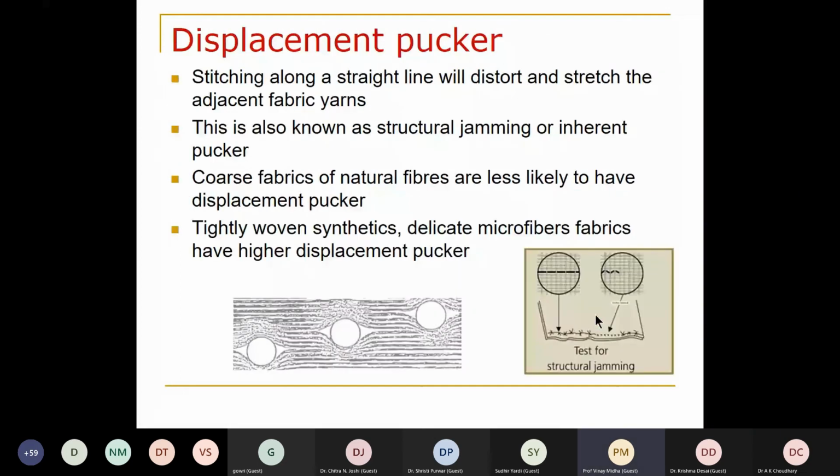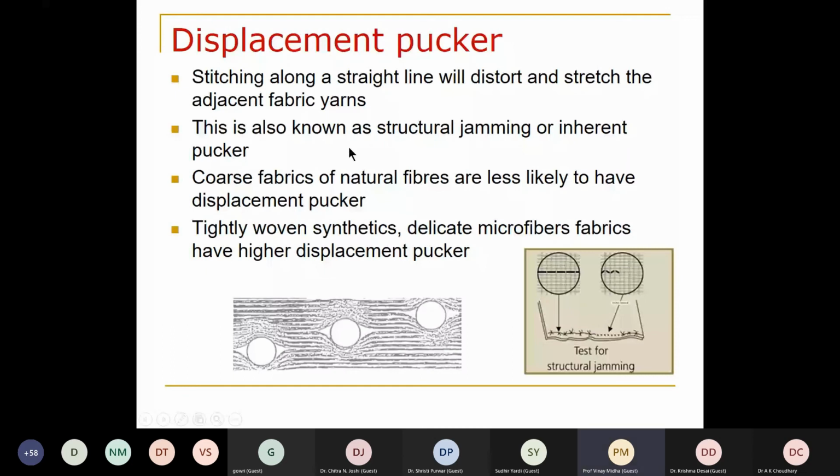Then we have the displacement pucker also, which we discussed in the morning also. Here we can see the displacement of the yarns taking place. Here we can see easily the displacement is taking place. So in case this displacement of the fabric yarns is affected, then in that case, the displacement pucker can be seen. Stitching along a straight line will distort and stretch the adjacent fabric yarns.